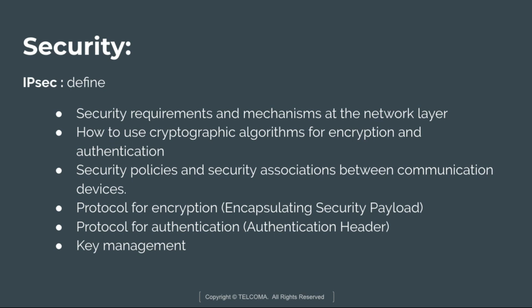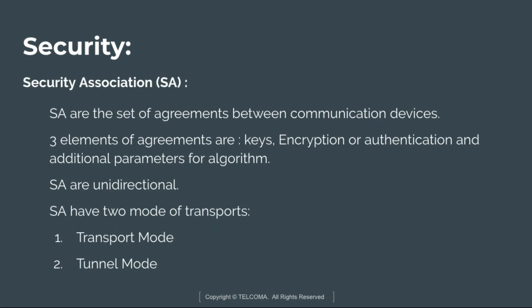Next we will discuss the security association, that is SA. SAs are a set of agreements between the communication devices. There are three elements of agreement between the communication devices: the keys, encryption or authentication, and the additional parameters for the algorithm. SAs are unidirectional, that means each security service requires a separate SA. This means that two communication devices who want to encrypt and authenticate a two-way communication need four SAs, one pair for encryption and the other pair for authentication.